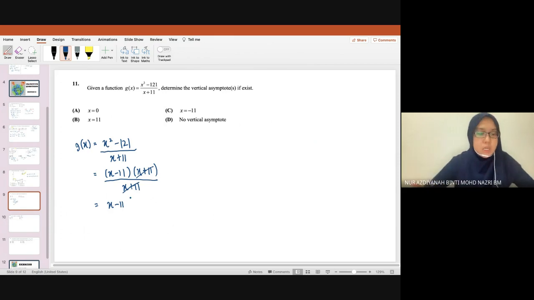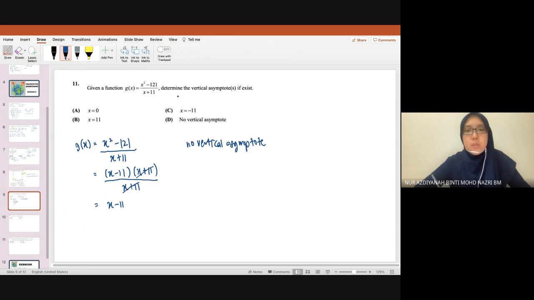So, sebabkan dia adalah x minus 11, dia cuma linear function lah sebenarnya. Okay, walaupun tadi dia tulis nampak macam quadratic function ataupun macam rational function, tapi bila kita simplify, kita dapat a linear function. So for a linear function, there is no vertical asymptote. Okay. Sebab lepas kita simplify tu, kita tengok tak ada nilai yang akan bagi dia undefined. So semua value boleh, so dia adalah no vertical asymptote. Alright, so that is for question number 11.